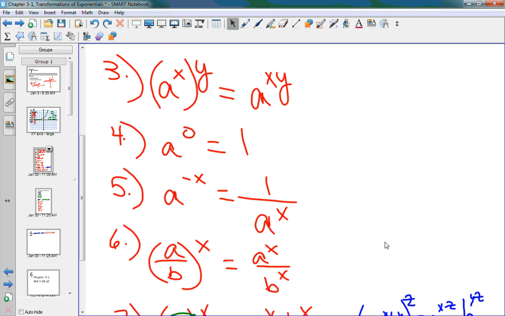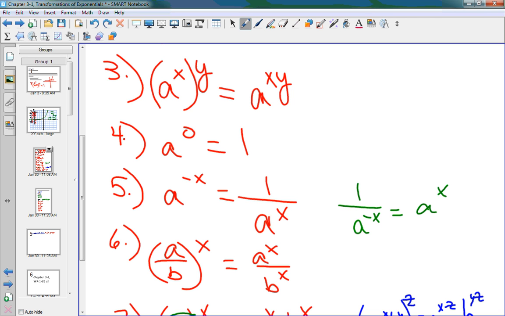Now, if I have a to the negative x, that's the same thing as saying 1 over a to the x. If it was negative in the top, to make it positive, you move it to the bottom, right? Now, if it's in the bottom and it's negative, to make it positive, where do you move it? To the top. Do we see that?